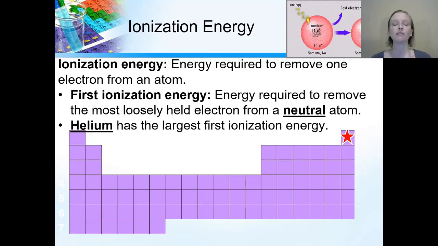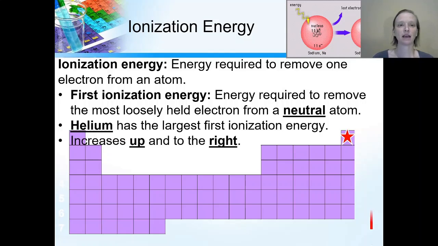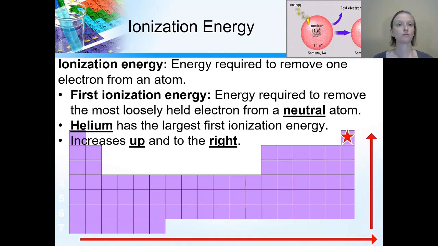Helium has the very largest first ionization energy. And therefore, you might be able to guess that the trend for ionization energy increases as you move right on the periodic table and up and to the right. Be sure you add those arrows to your notes and also put a star where helium is so that you remember that it has the highest ionization energy.